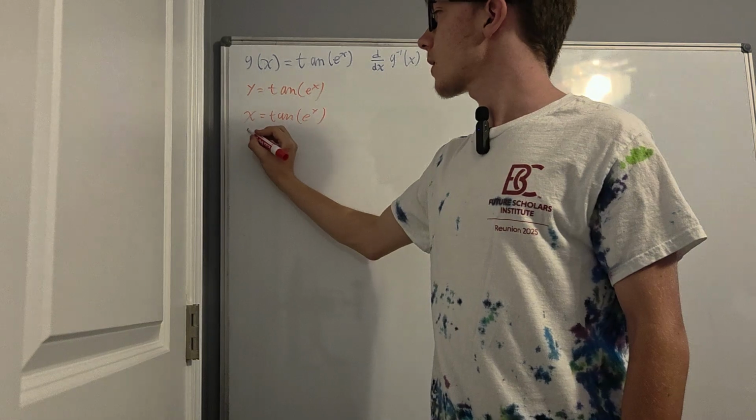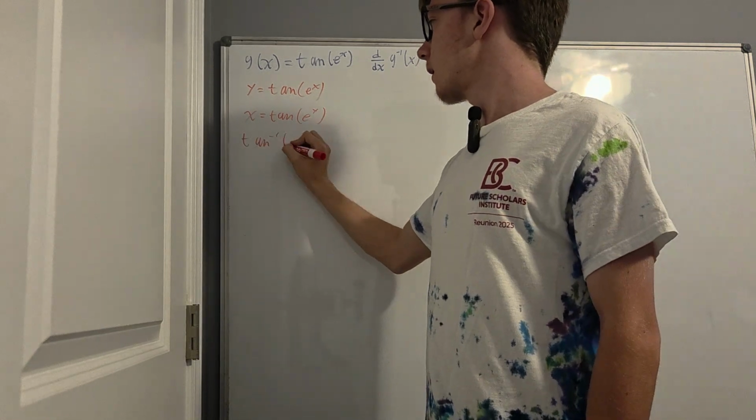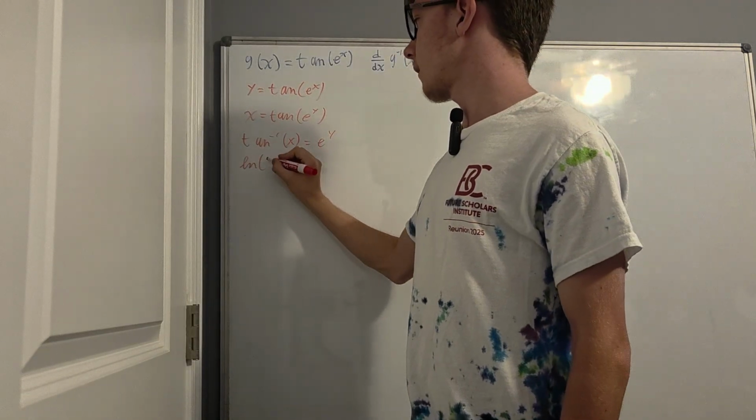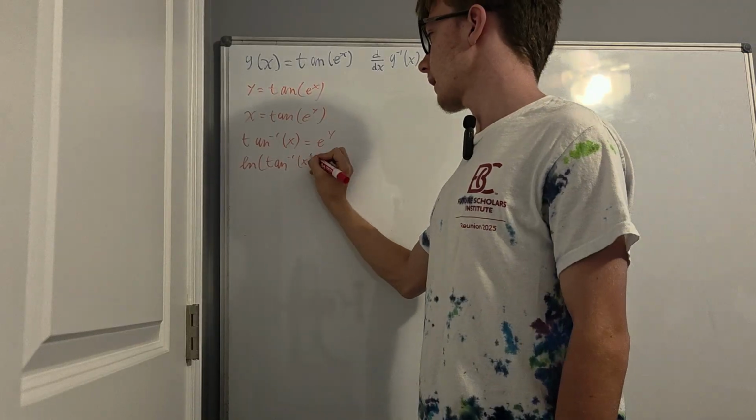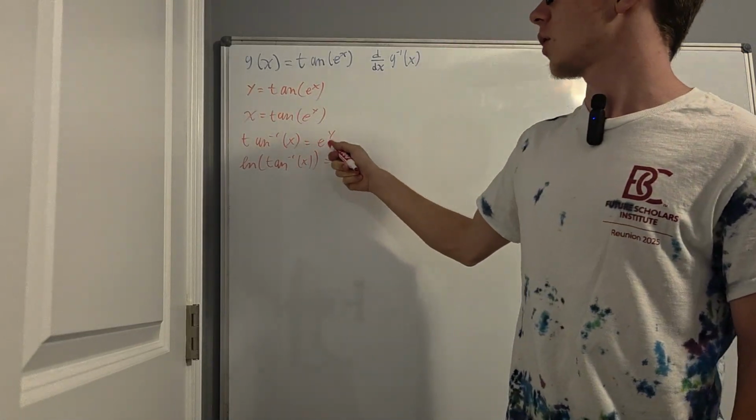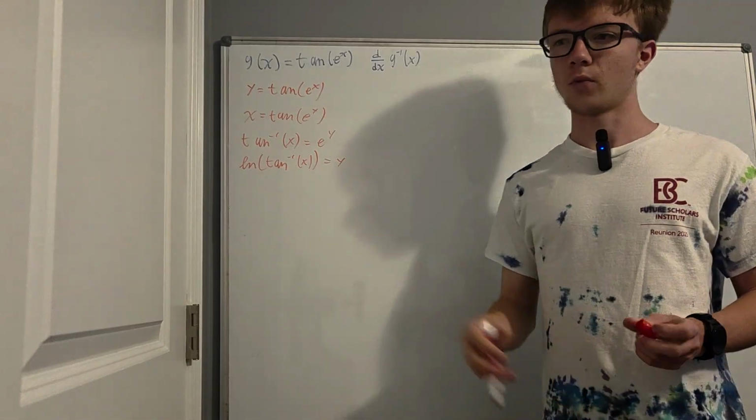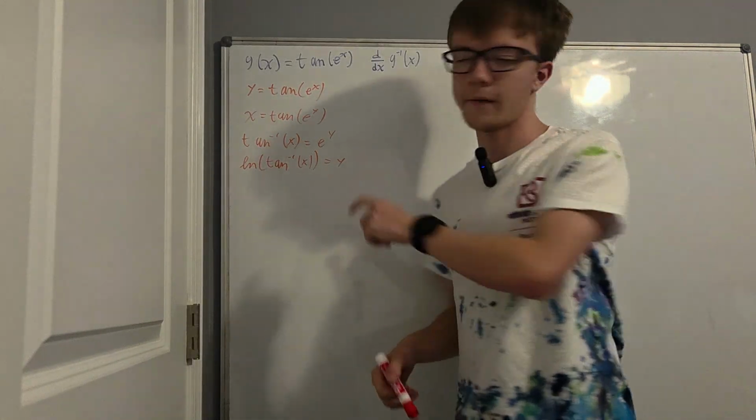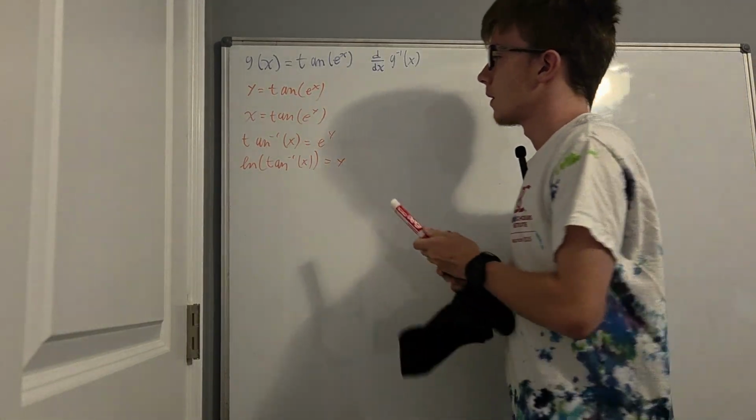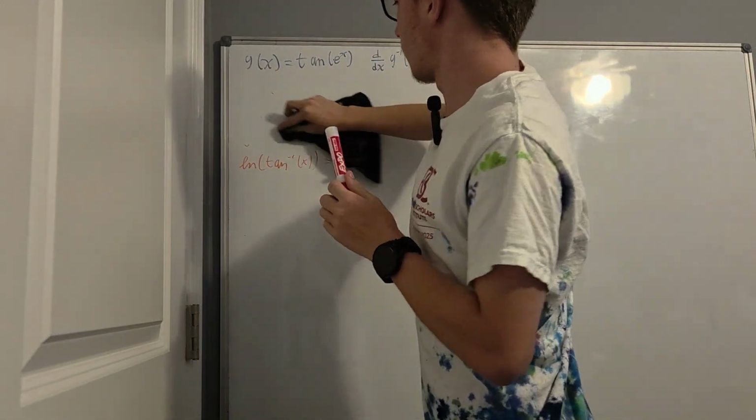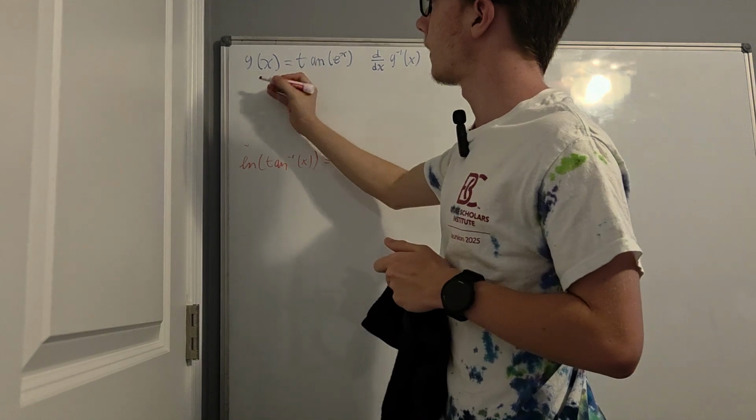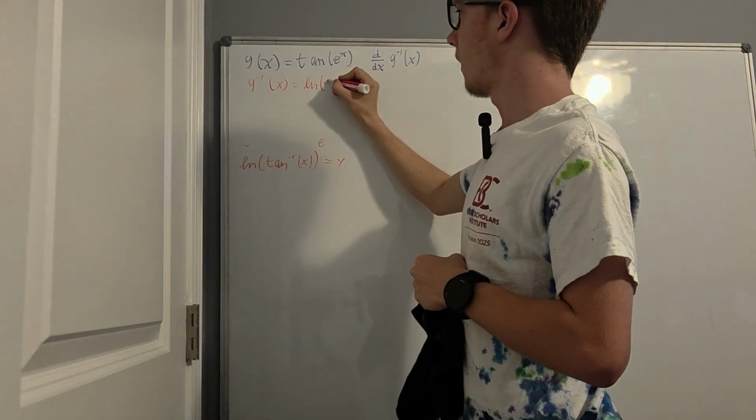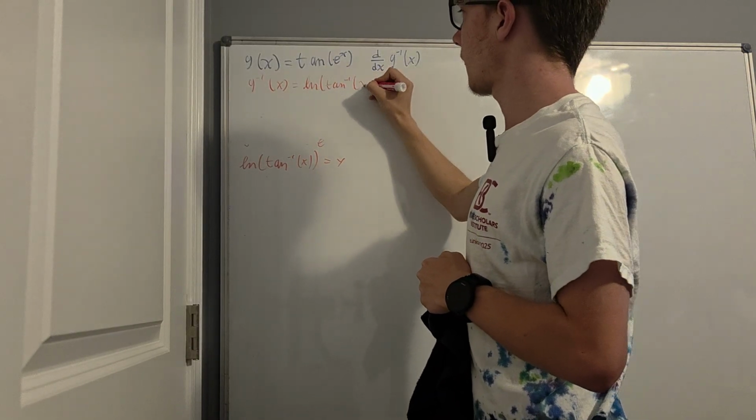To do this, we take the inverse tangent of both sides. Inverse tangent of x is going to now equal e to the y. And then we just take the natural log of that. Natural log of tangent inverse of x is equal to y. Because remember, natural log of e to the whatever is equal to whatever the input is. So now we've got our inverse function. So I'll write that up here. We now know g inverse of x is equal to the natural log of the tangent inverse of x.